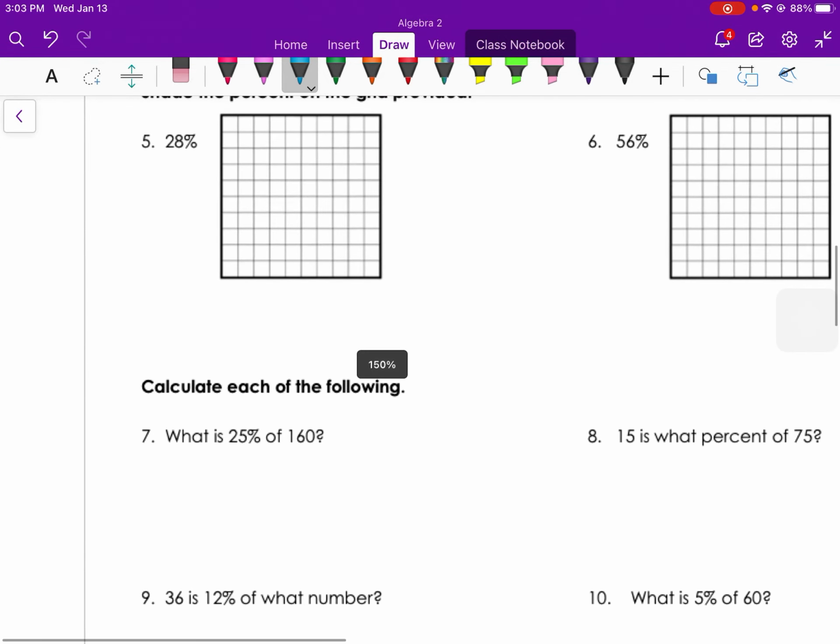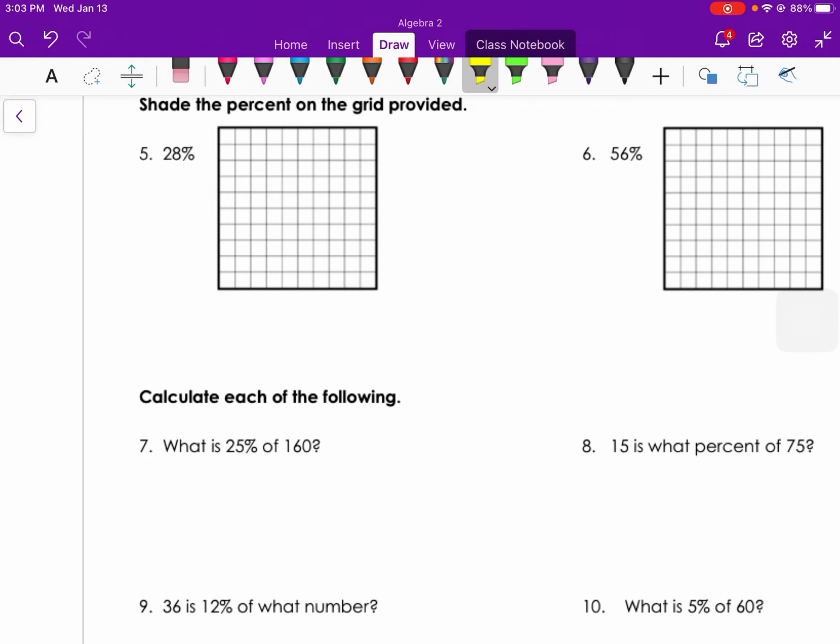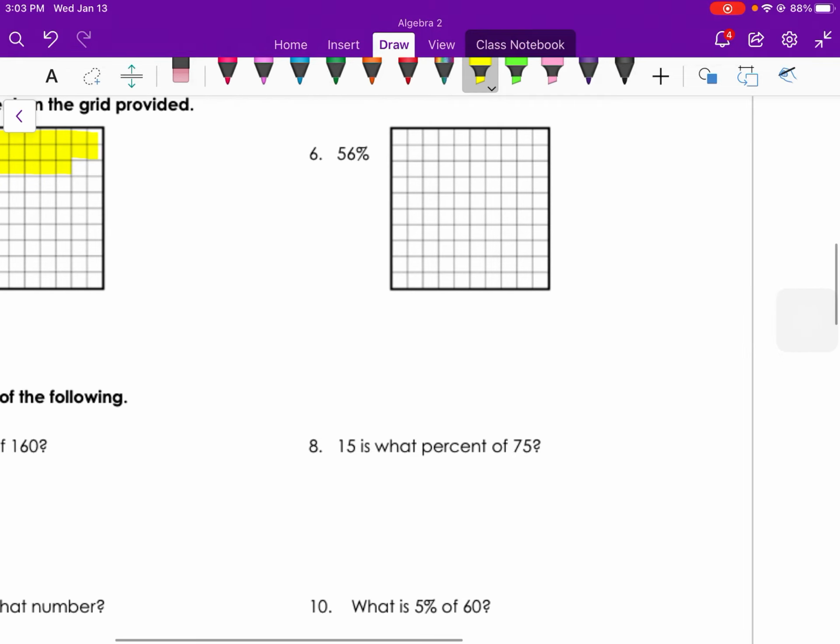Okay, visualizing and shading in the percent grid. So 28% means that is 28 out of 100. So I would shade 28 of these squares. Each row has 10, so shading 2 rows would be 20, and then shading 8 would be 28. So that shading represents 28% of that 100 square grid. Similarly, 56% would be 56 shaded, so that'd be 20, 40, 50, and then 6. So a little over half would be 56%.